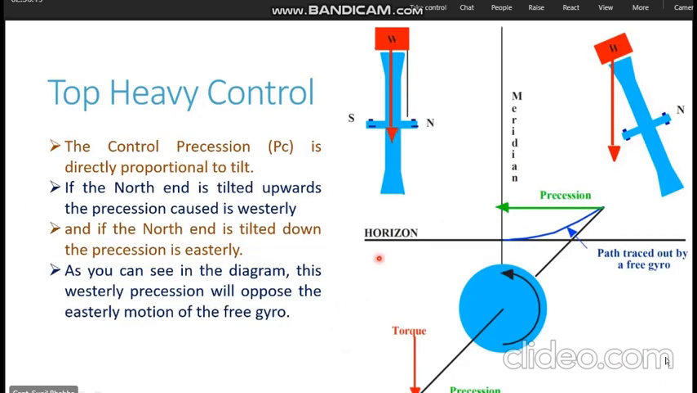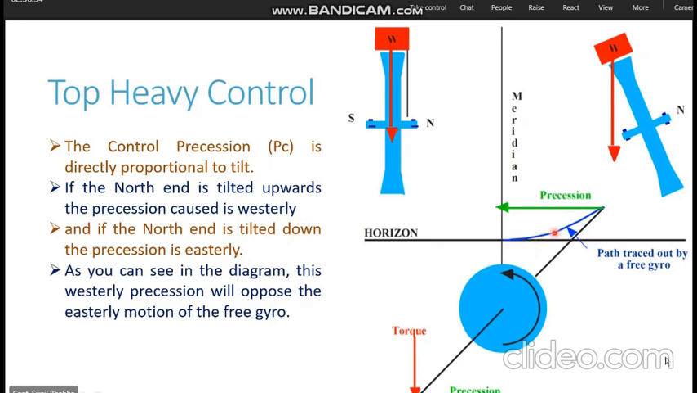In this diagram, you can see the horizon. The horizontal black line represents the horizon and the vertical black line represents the meridian. Initially, our spin axis was pointing towards the horizon in the meridian, that means with zero tilt and zero drift. Now we are aware that after some time the gyro star is going to move eastwards and it is going to have a positive altitude.